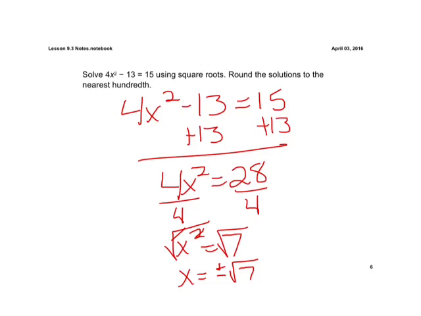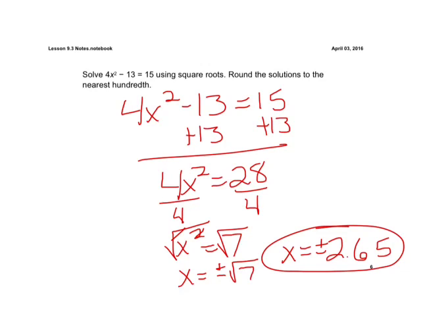Now, it's not a perfect square. We can't multiply two whole numbers that are the same to get 7. So this one we're just going to go to a calculator. And when we do that, if we type in the square root of 7, we're going to end up with a positive and a negative 2.65. Okay, so still two answers. Don't forget that plus and minus, very important.